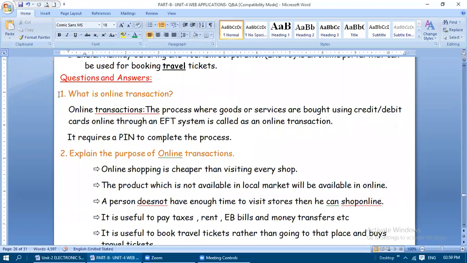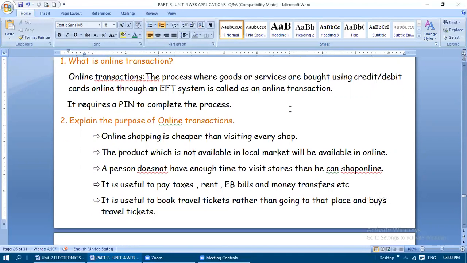So the first question is, what is online transaction? Online transaction means the process where goods or services are bought using credit or debit cards online through an EFT system. Electronic fund transfer system is called an online transaction. It requires a PIN to complete the process. So if you want to complete the online transaction, we need to have a PIN.